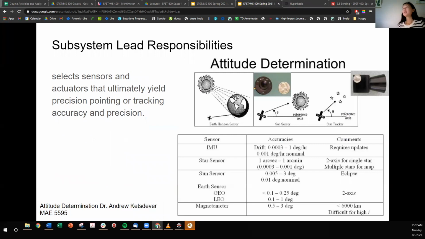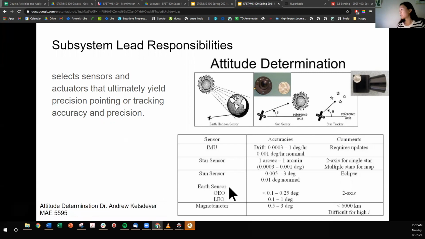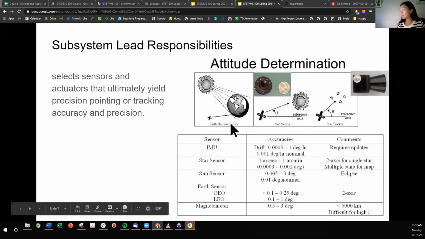So to achieve this, the subsystem lead needs to select sensors and actuators that ultimately yield the precision pointing or tracking accuracy and precision. We'll talk about, again, the pros and cons of different sensors later, but the ones to select from are IMUs, star sensors, sun sensors, earth sensors, which are like the horizon or the limb sensors, and magnetometers.